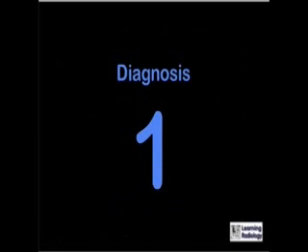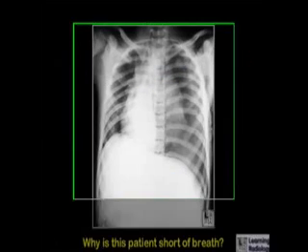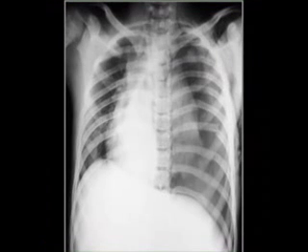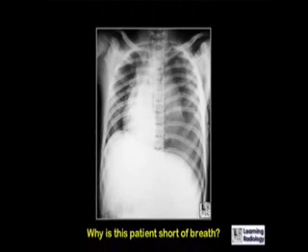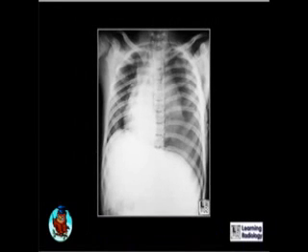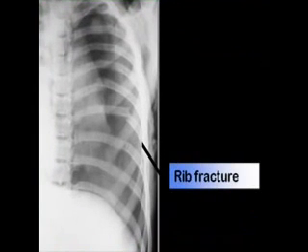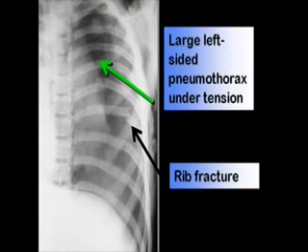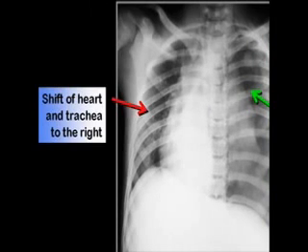This is Diagnosis 1. Why is this patient short of breath? And you can turn your computer or MP3 player off while you consider the answer. There is a tension pneumothorax present. First of all, there are rib fractures present on the left side, and there is a large left-sided pneumothorax which is under tension. There is a shift of the heart and the trachea to the right.